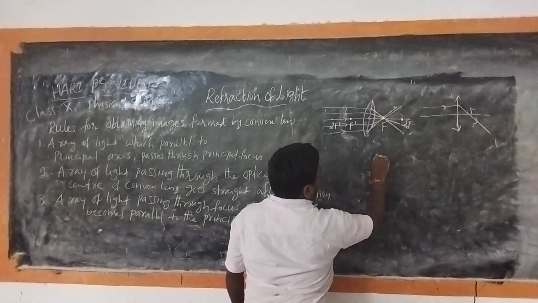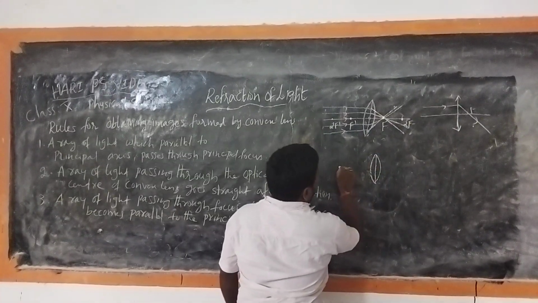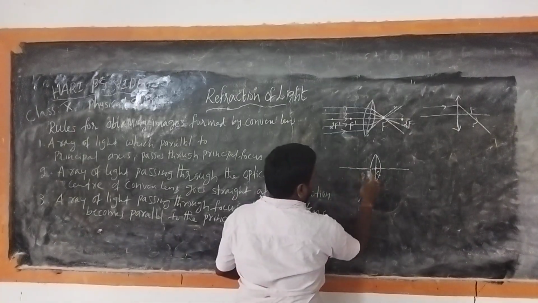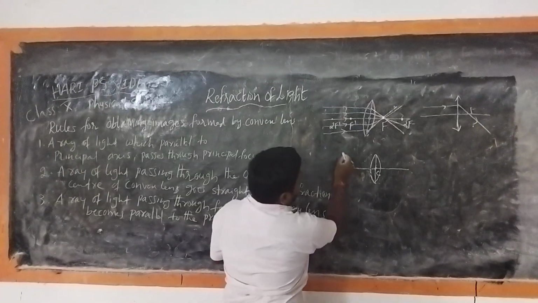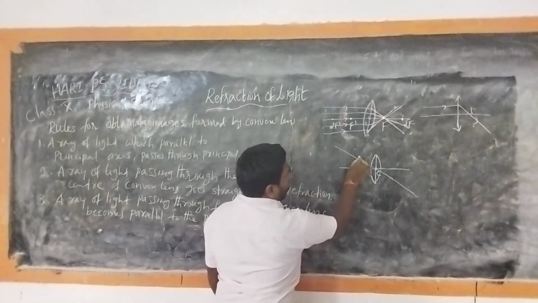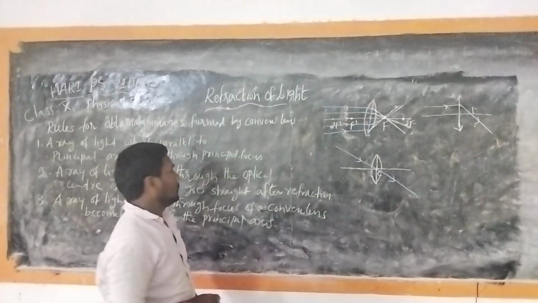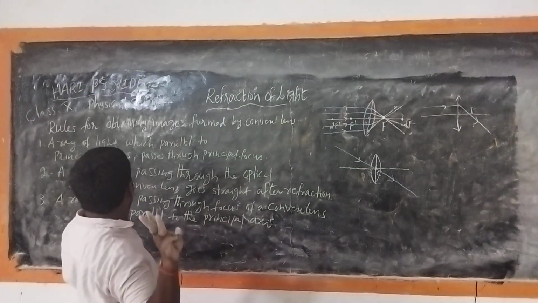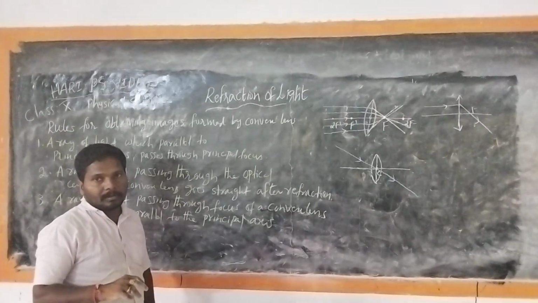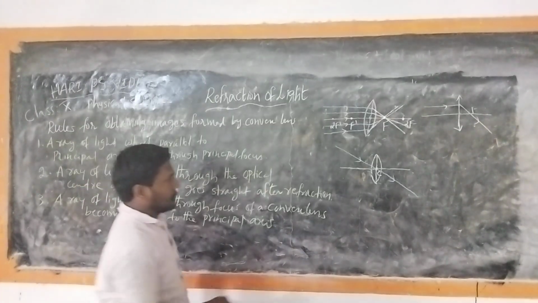So, a convex lens, principal axis, this is the optical center. If the light ray passes through the optical center of the lens, it goes straight. Then a ray of light passing through the focus of a convex lens passes parallel to the principal axis.